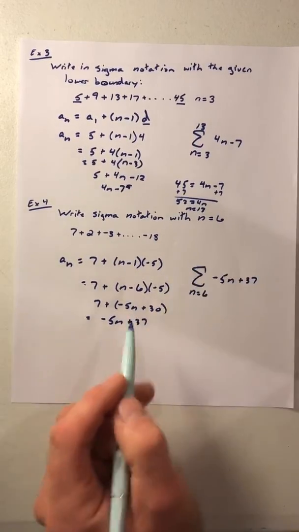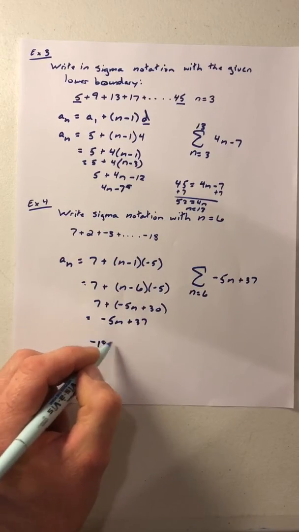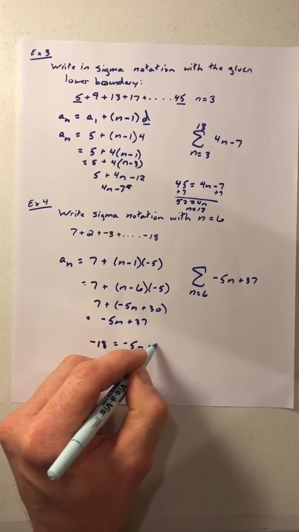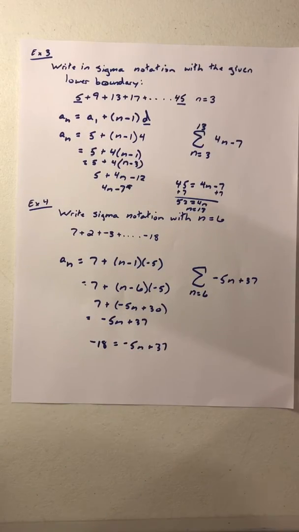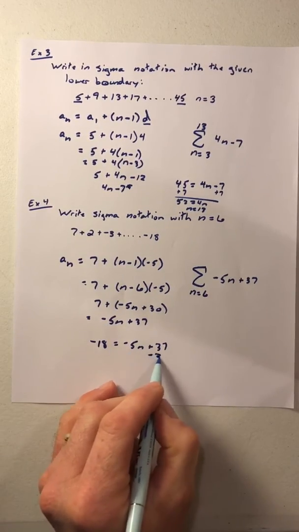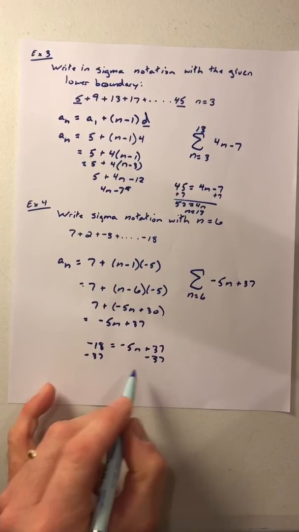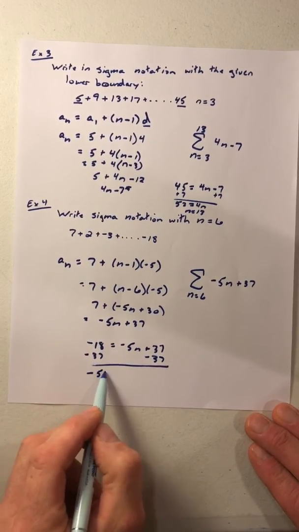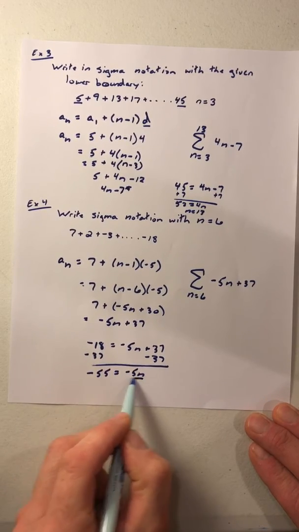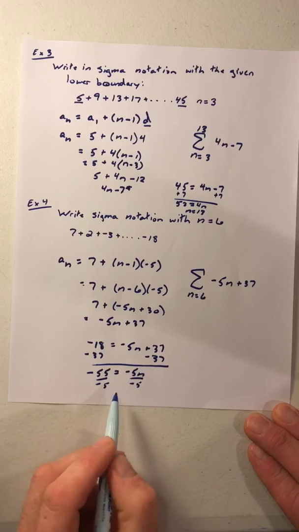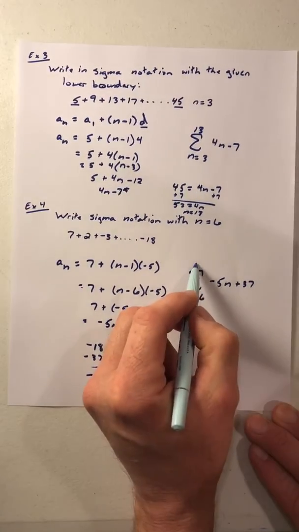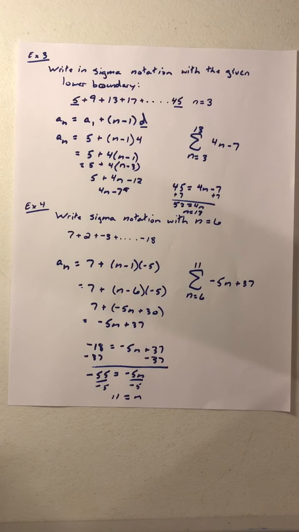And again, where do we end? Well, I know I've got to get negative 18 when I find my last value, when I plug in my upper bound. So I go ahead and solve this equation. I can subtract my 37, and I get a negative 55 equals a negative 5n. Divided by negative 5, I end up with 11 equals n. So my upper bound now is going to be 11. And that allows us to be able to take an arithmetic series and write the sigma notation given any n value or lower boundary.